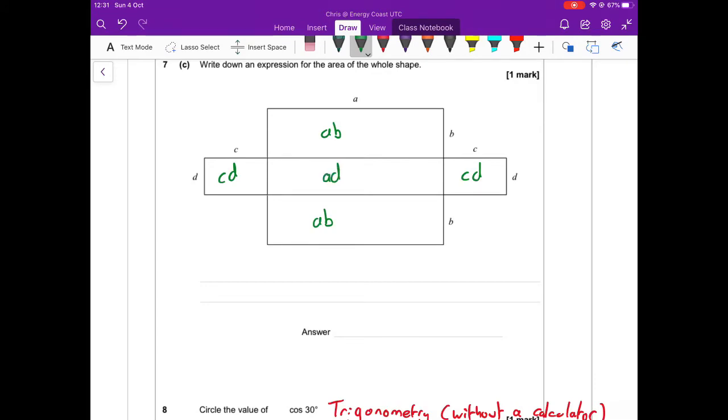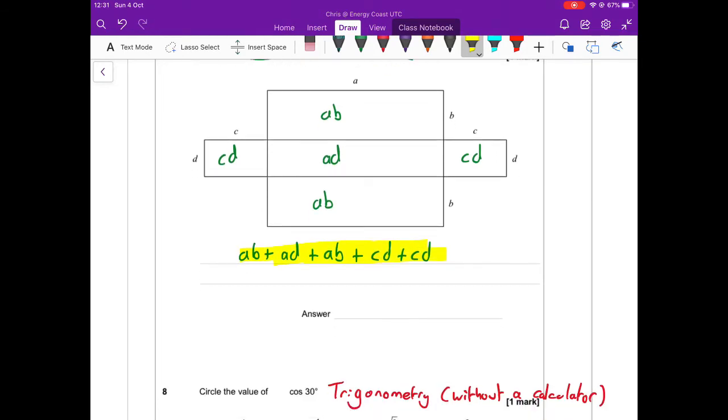Right, what is an expression, I'll show you what an expression is in a second, for the area of the whole shape. Easiest way to write that is this. I've got an AB plus, I'm just writing the middle ones first, plus an AD plus an AB plus a CD plus a CD. That is fine. That will get you full marks if you just write what I've written there, okay? That's okay. I can do that.